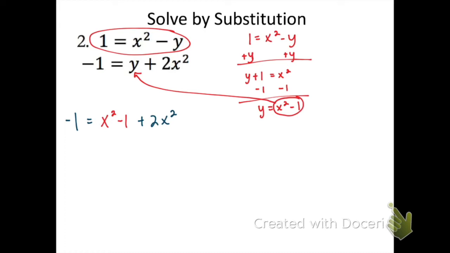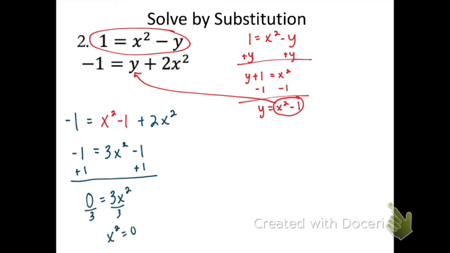Next, I have an equation that only has x's in it, so I'm going to solve this. First of all, x squared plus 2x squared is going to give me 3x squared. And then if I add the 1 over, I get 0 on the left side. Divide both sides by 3. Square root, and I get x equals 0.